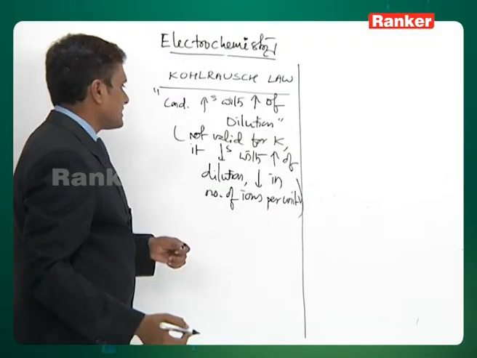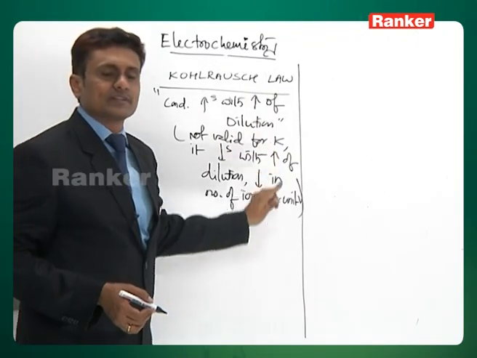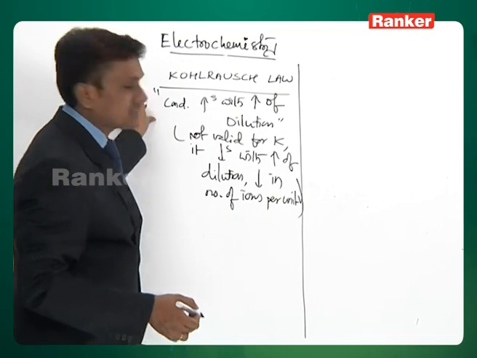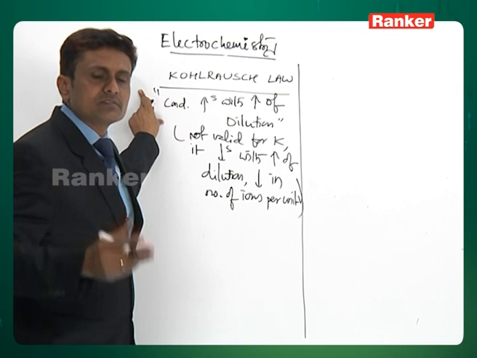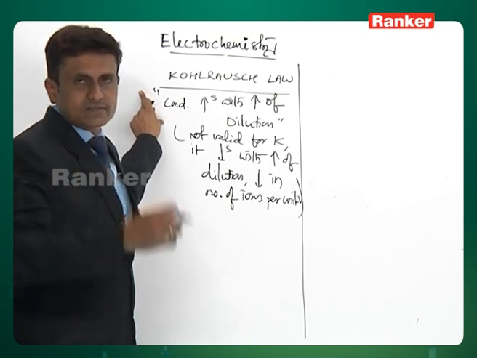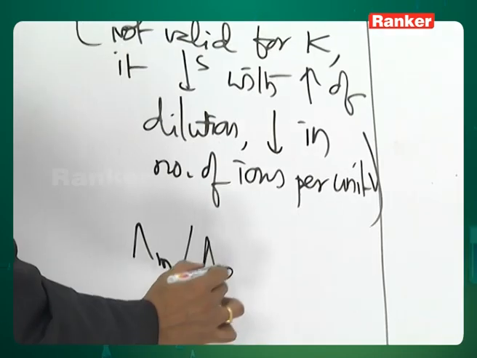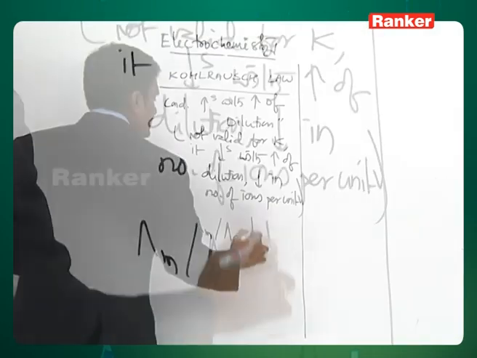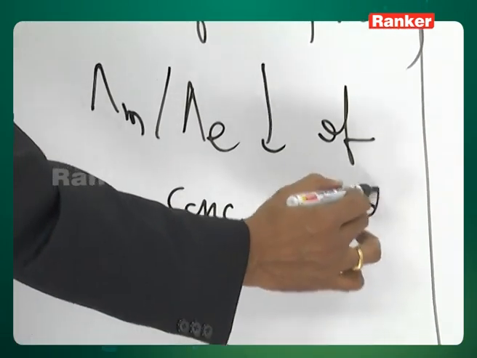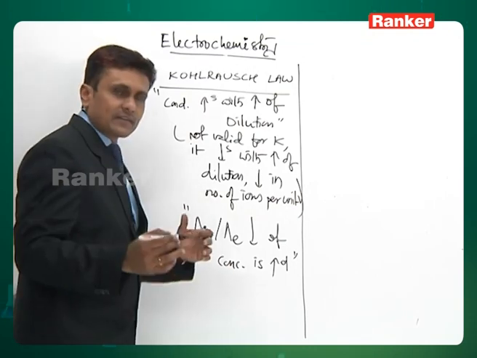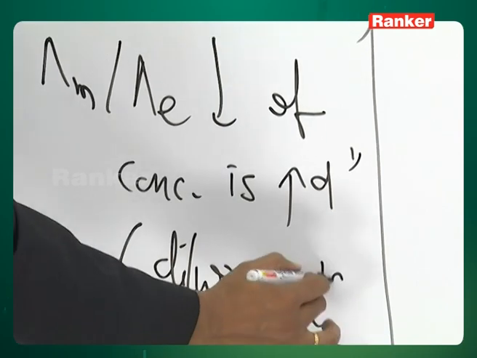That is the reason why the term K, the specific conductance, is going to decrease with increase of dilution, whereas the other conductances are going to increase with increase of dilution, or decrease with concentration. So in a way we are saying that lambda m or lambda E is going to decrease if concentration is increased. Concentration is increased means dilution is decreased.